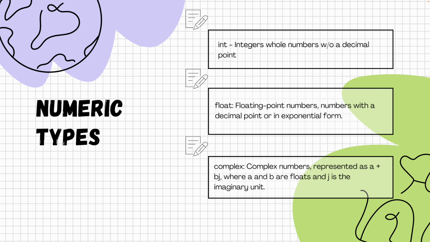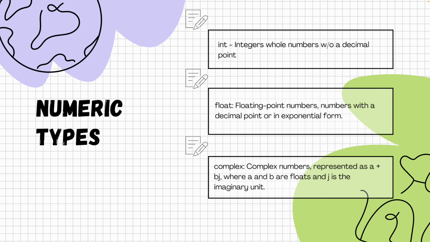As you can see, there are three types defined here: int, float, complex. Int being integers, which are just whole numbers without a decimal point, similar across all languages. Float being floating point numbers, which are generally decimals and can be in exponential form as well. And complex being the ones with an imaginary unit, specifically in the form of a plus b multiplied by j, where j is the imaginary unit.